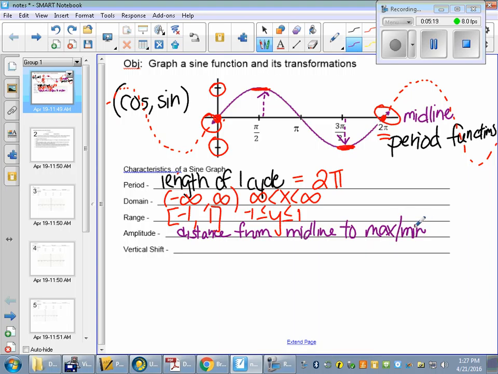And then I did mention vertical shift. That's taking our midline and moving it up or down. So take the middle part of your graph and shift it up or down.